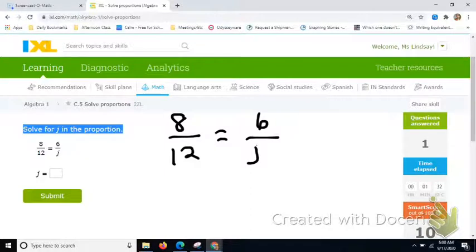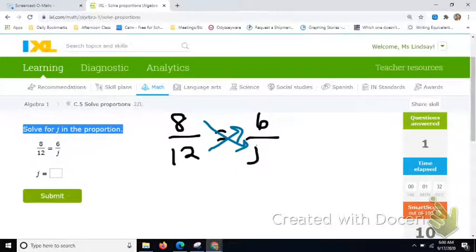Just means when we crisscross multiply, the cross products have to be the same. Okay, the cross products have to be the same. And if you saw the notes that I posted in Google Classroom, you'll see there's information on there about that. And we're going to look at that a little bit in a minute.